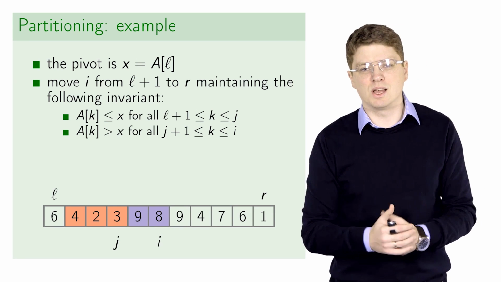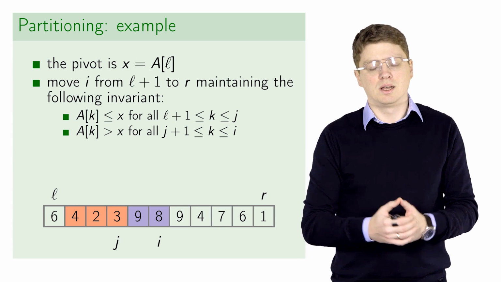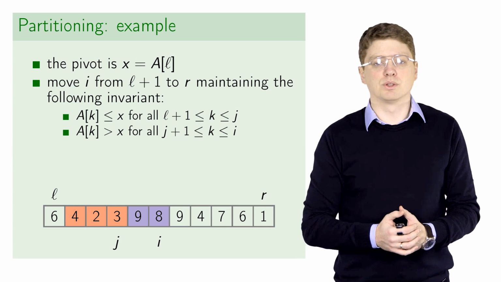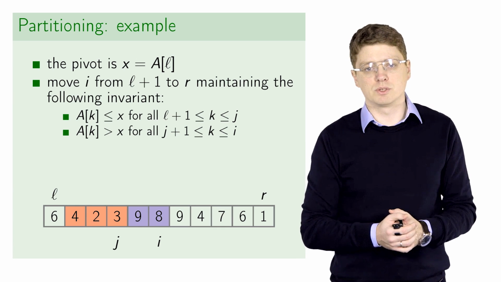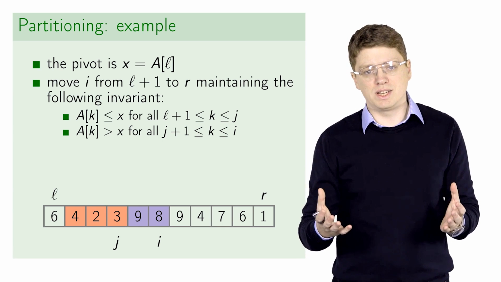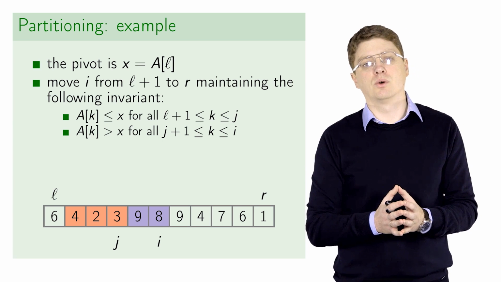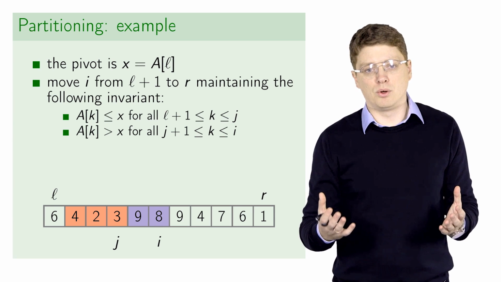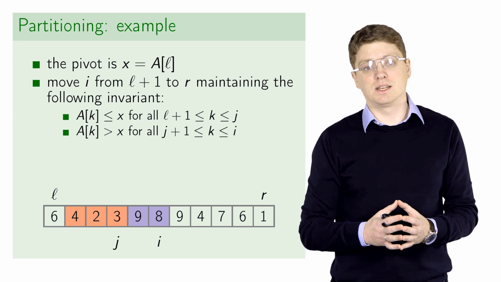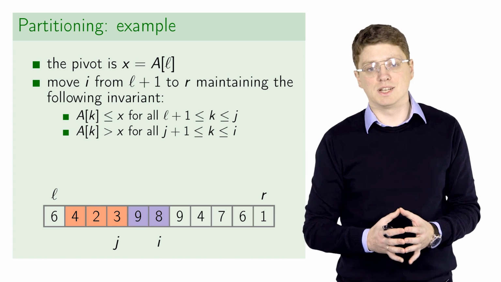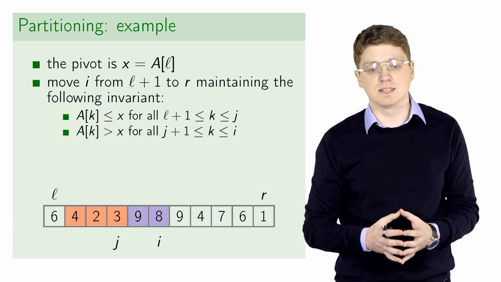Okay, let's look at our example. Assume that we are somewhere in the middle of this process. In this case, X is equal to 6, and we need to partition all the elements with respect to X. We already have two subregions. In the red region, we keep all elements that are at most X, that are at most 6. In the blue region, we have all the elements that are greater than 6.